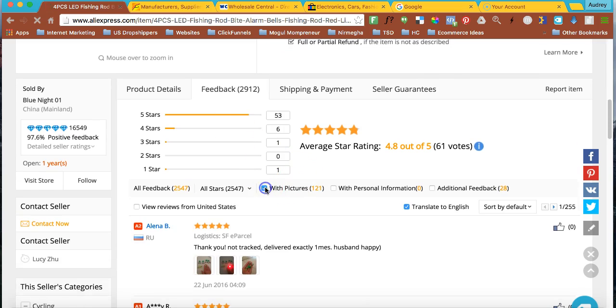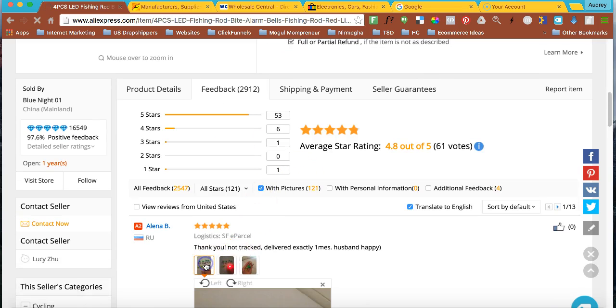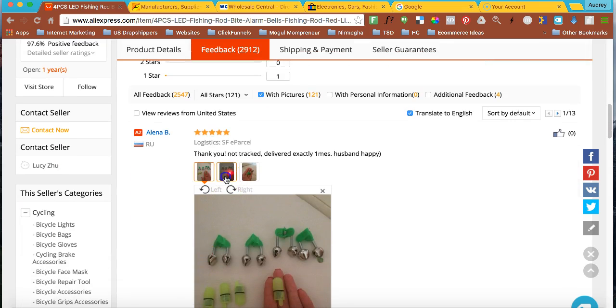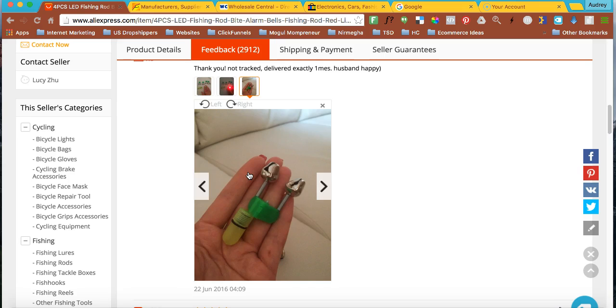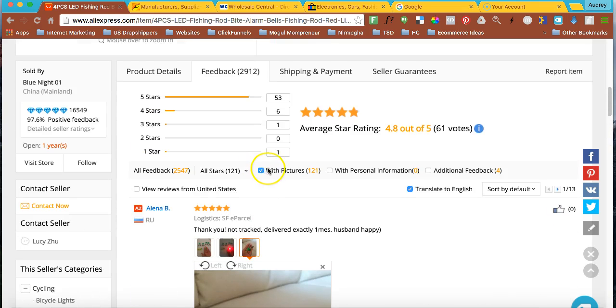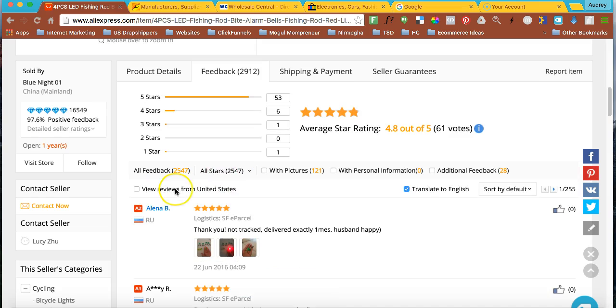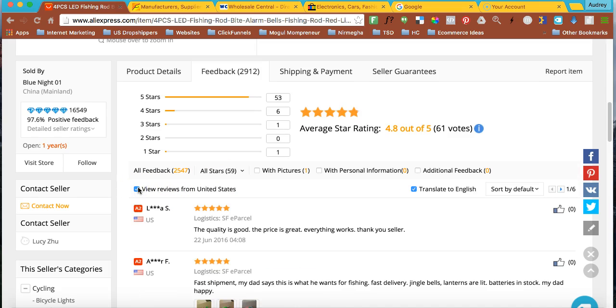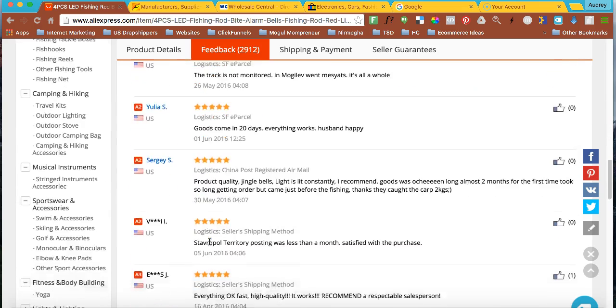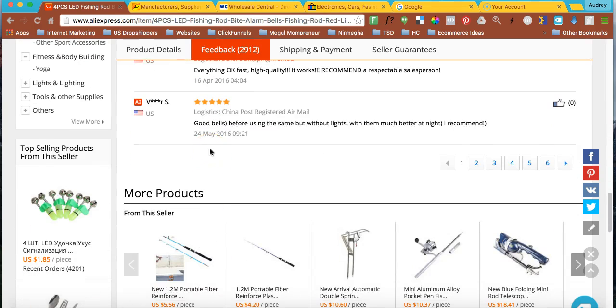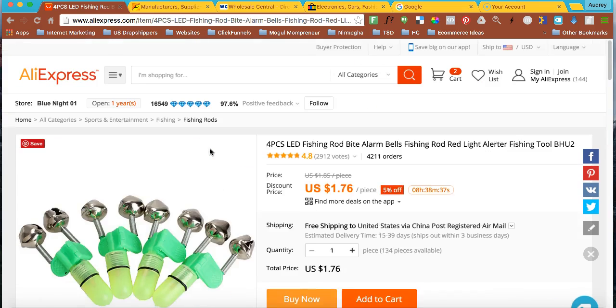We can even sort the feedback by pictures. So we want to see what customers are seeing. Does the product look like what is advertised? So you can sort by with pictures. You can say, I only want reviews from the United States. And just take the time to read through some of these, see what the customer experience is, look to see how long it took for them to receive their product. So I would use AliExpress certainly for drop shipping.